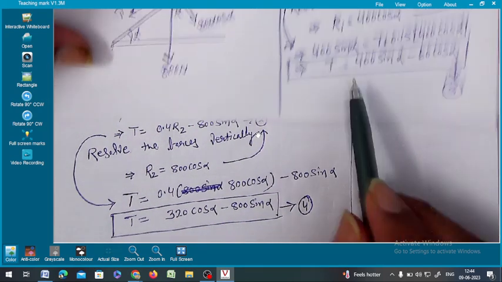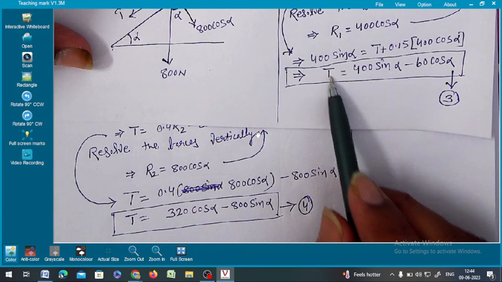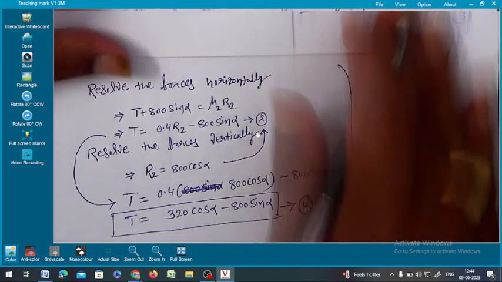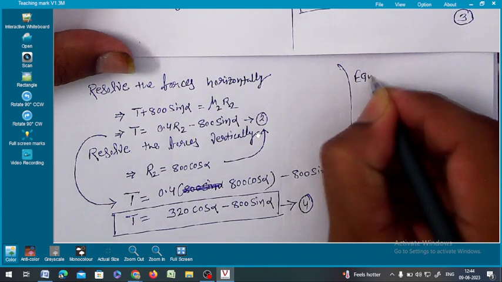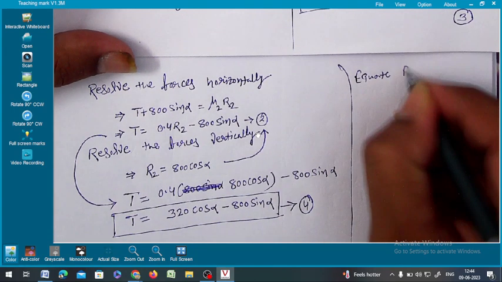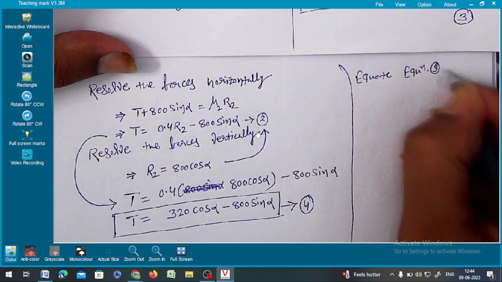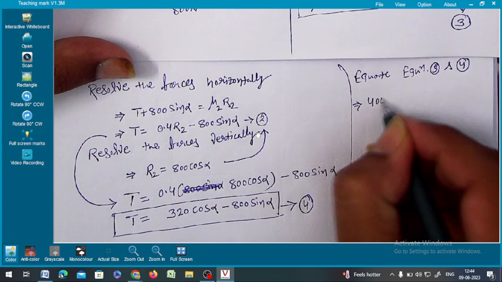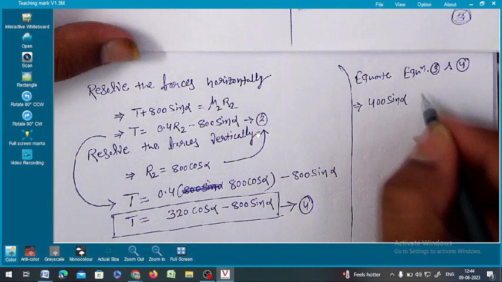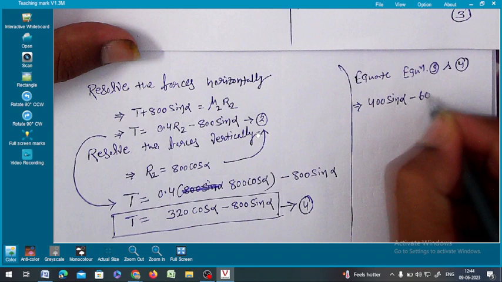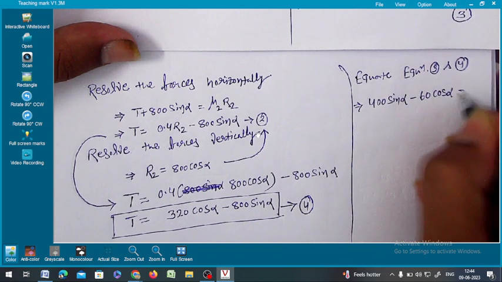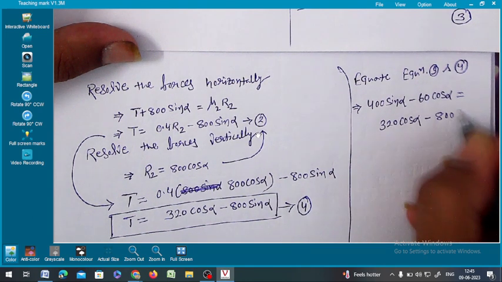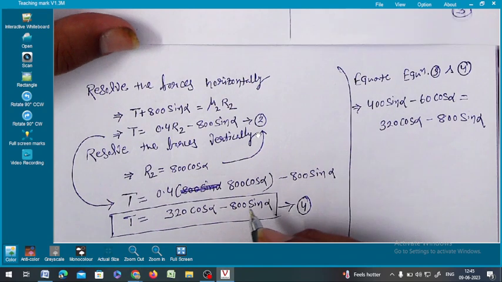Now, the tension, it is a single chord or not? So, this tension and this tension is same or not? Yes. So equate these two equations. Write down. Equate equation 3 and equation 4. So what is equation 3? Anyone can say? 400 sin alpha minus 60 cos alpha is equal to 320 cos alpha minus 800 sin alpha. Please solve this and get me what is alpha.